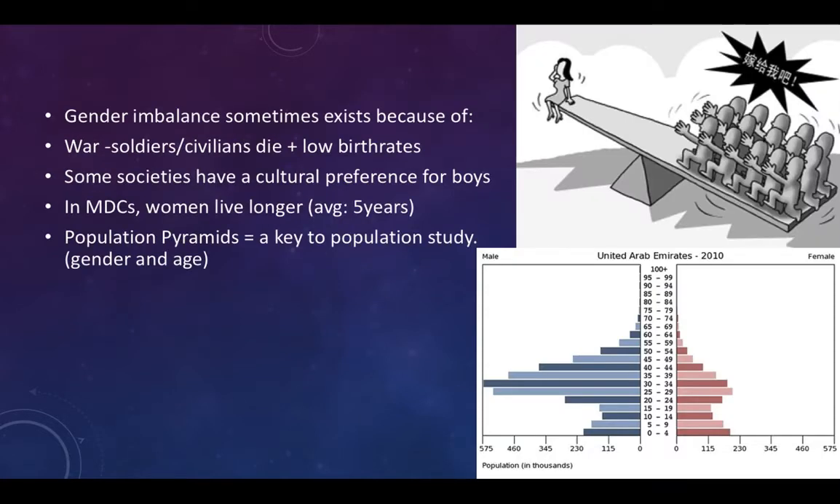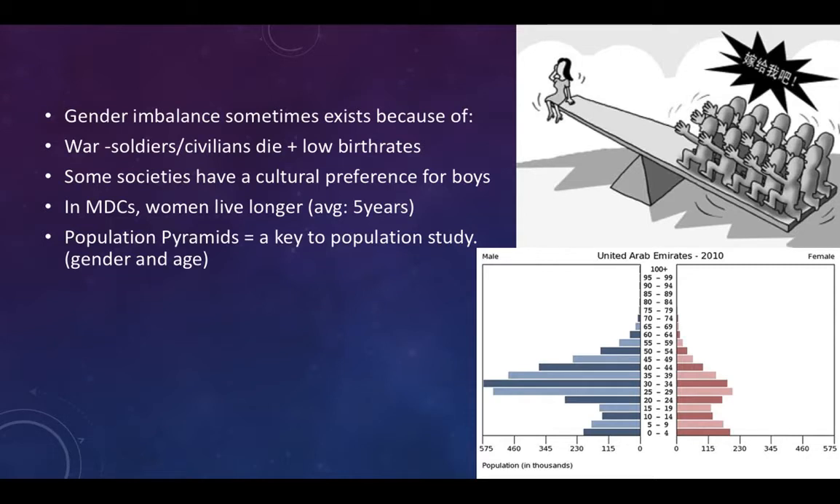All right, then gender imbalances. Sometimes we will see a gender imbalance within a society. For example, during a war, you would see fewer men in a generation compared to the women of that same generation, because for the most part it's men fighting on the front line, and therefore they are killed more. Also during that time period, you would see low birth rates, because during a war or an economic depression, people tend to have fewer kids.